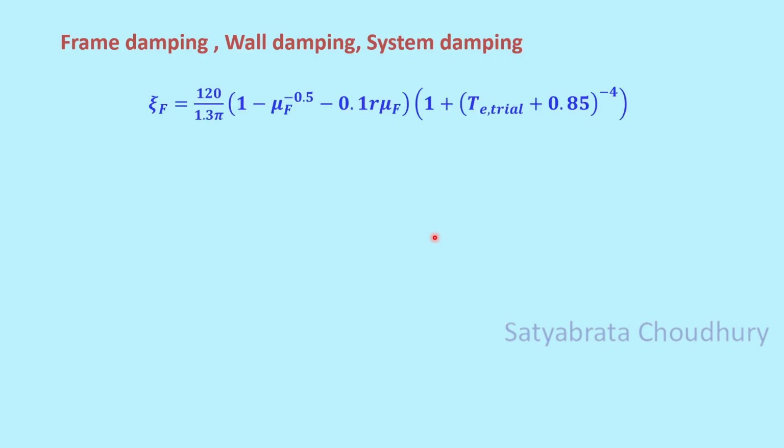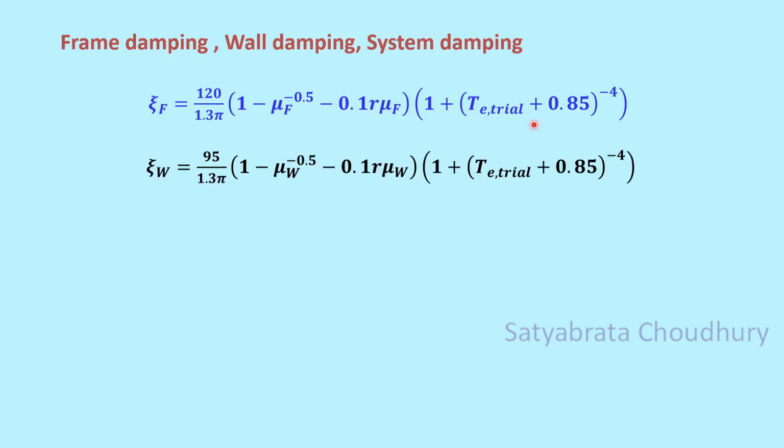and then finally system damping. So damping of the frame is given by this long expression, where mu f, the frame ductility, we have already calculated, and R is a new factor. It is called the post yield stiffness ratio, and another factor you are getting here, T trial, the trial effective time period. And the damping of the wall is given by this expression, similar, only the ductility of the wall is involved here, as was ductility of the frame involved in the previous formula.